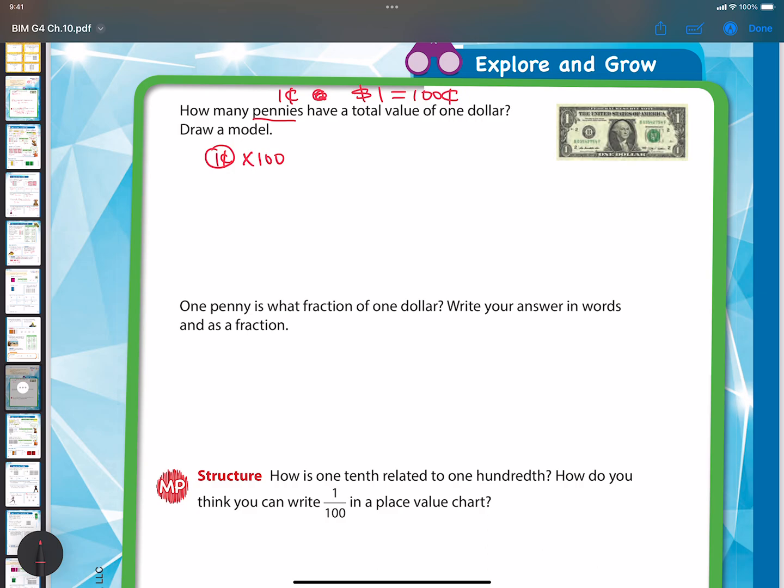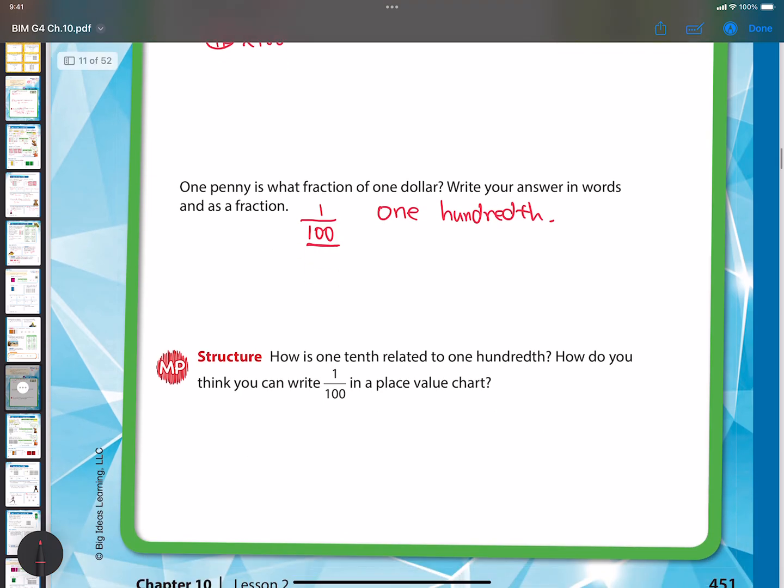Okay, so 1 penny is what fraction of $1? Okay, so we know this is what? 1 penny is 1 out of 100 pennies to make $1. Make sense? Write your answer in words and as a fraction. So the word form is what? 1 hundredth. We have hundredths, right? Hundredths. Okay.